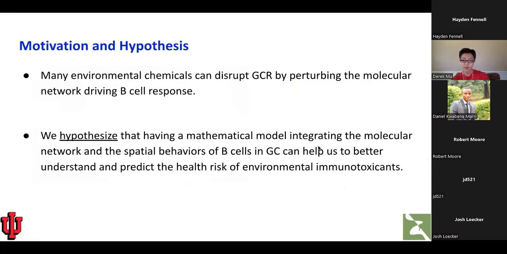And essentially, the purpose of our program is just to simulate the B cells' activity during GCRs, which I just went over, and how environmental chemicals can disrupt the response. And the end goal of our model is just to help us better understand and predict the health risks of environmental immunotoxicants on GCRs.